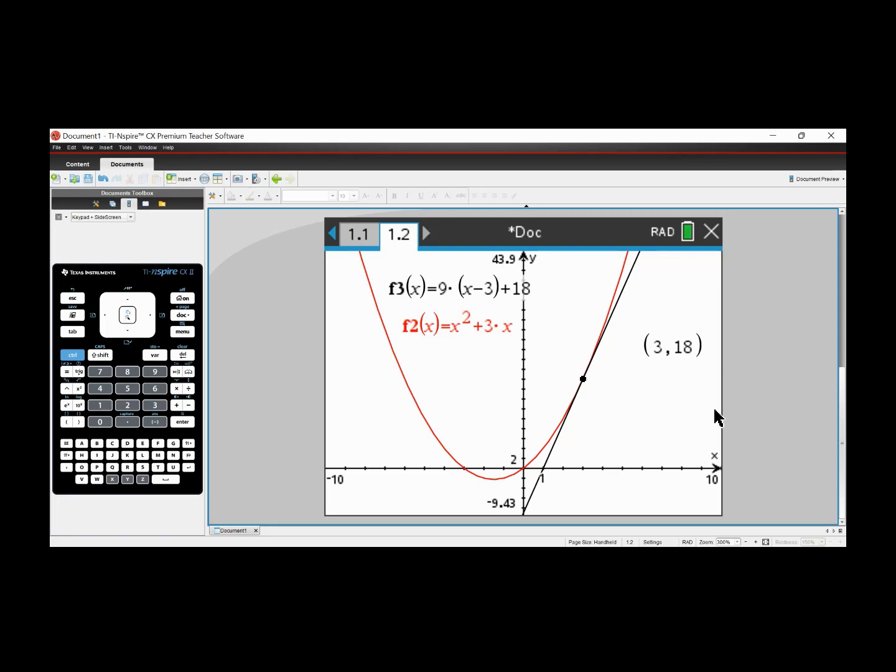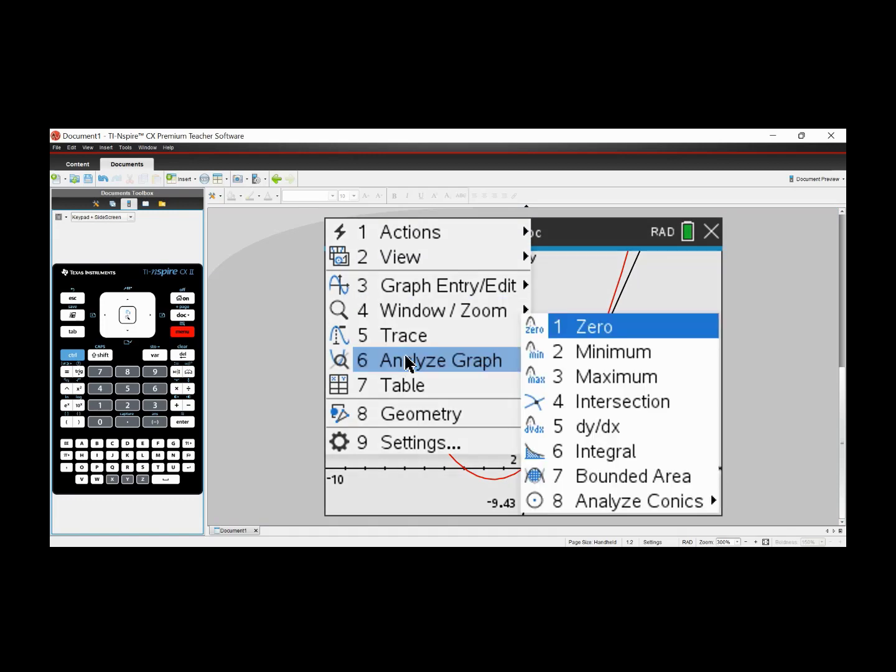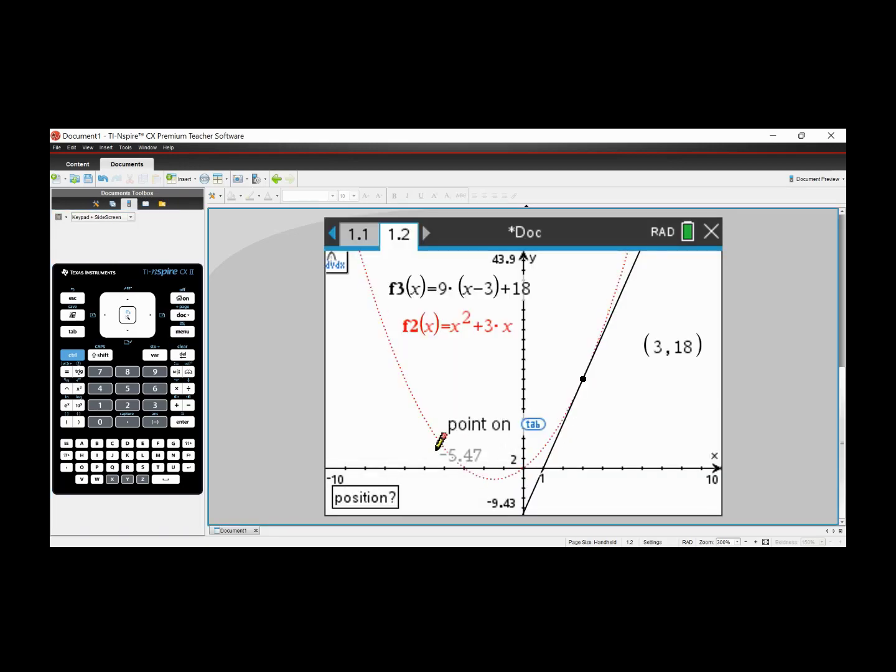Now, you can also check to make sure that your tangent line is correct. If you go to menu and you go to analyze graph, we have dy/dx, and if you click here, the position is down here where it's asking what the position should be. Type in, we wanted this one, x is 3, and hit enter. There it is. There's the slope. So that is the slope that we found. Okay, so we know that our derivative is correct at 3.